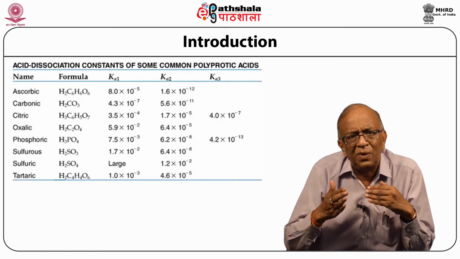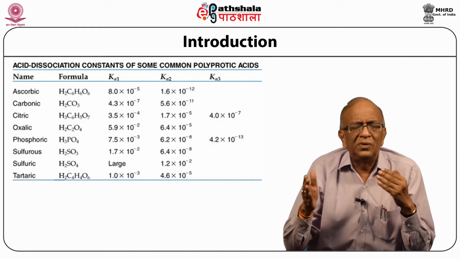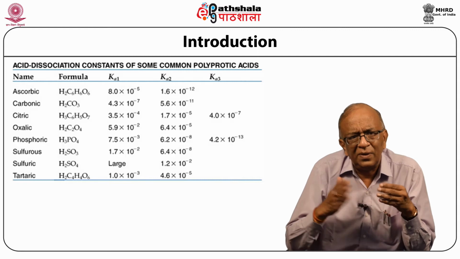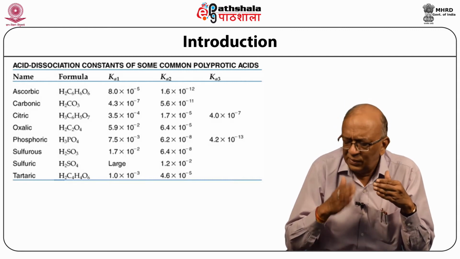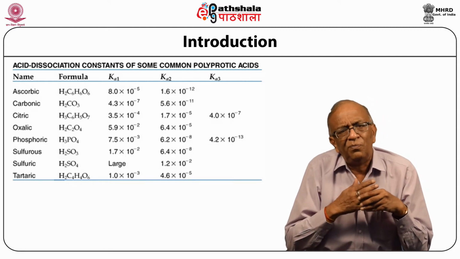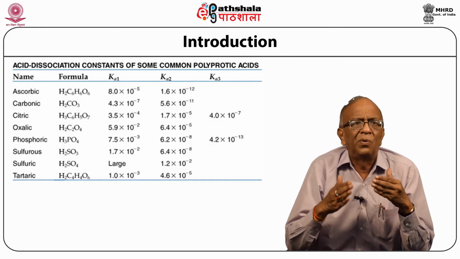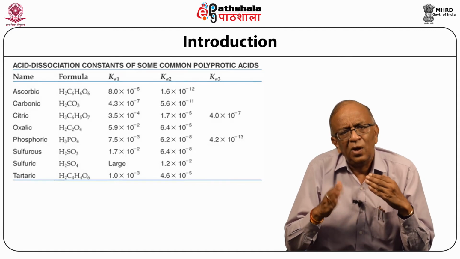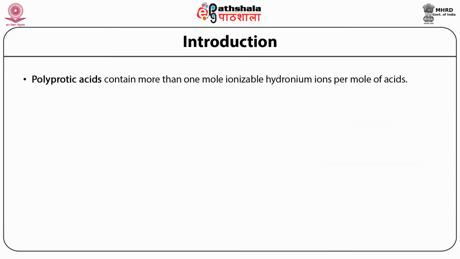What should be the K value? The K value increases. The K value of the first is less, but it goes on increasing, which indicates that ionization becomes more difficult. Removal of a proton is more difficult in the second case, and in the third case it is even more difficult. Polyprotic acids contain more than one mole of ionizable hydronium ions per mole of acid.